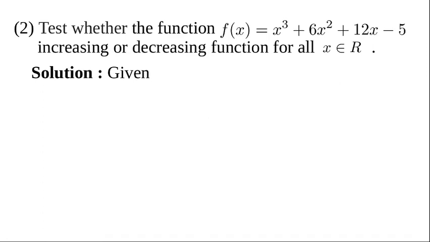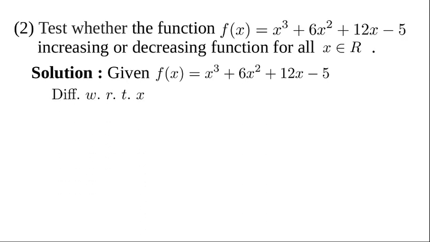Test whether the function f of x equal to x cube plus 6x square plus 12x minus 5 is increasing or decreasing for all x belonging to R. We are given that f of x equal to x cube plus 6x square plus 12x minus 5. Differentiate with respect to x. F dash of x equal to 3x square plus 12x plus 12.